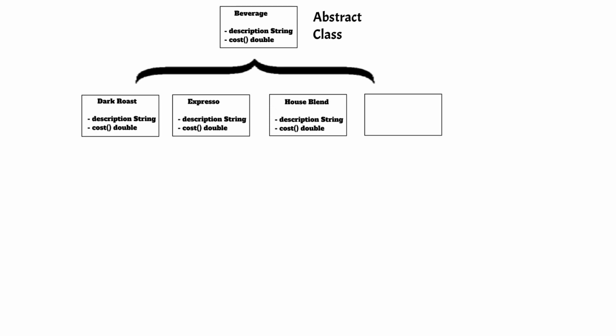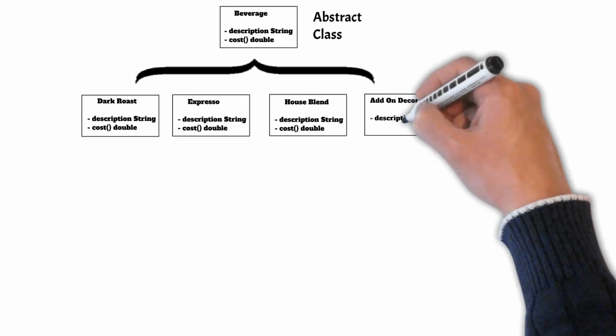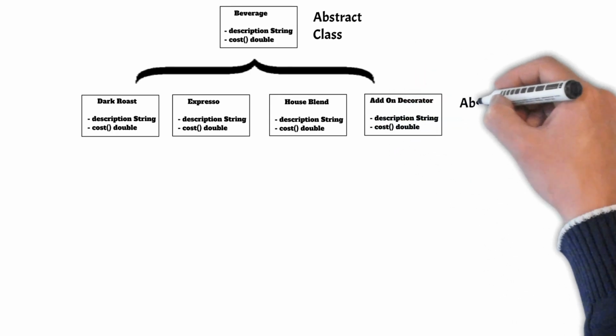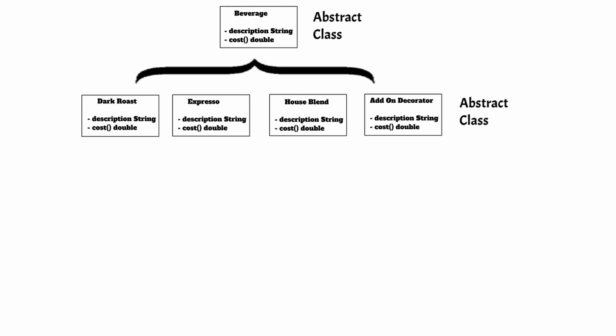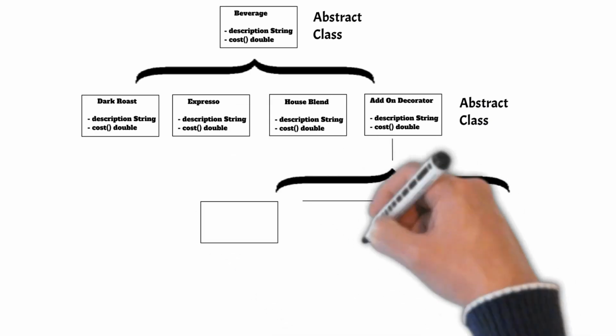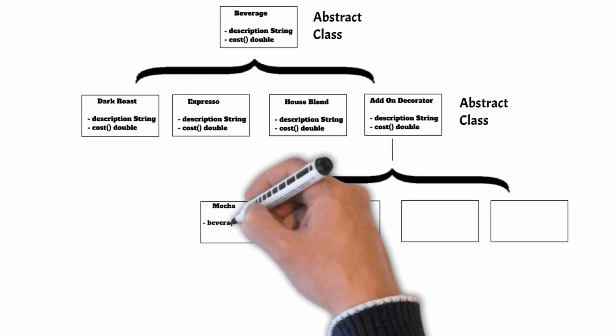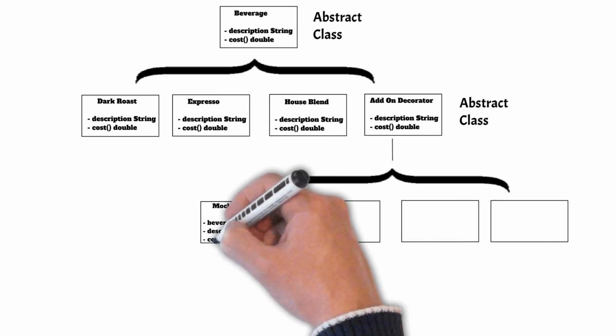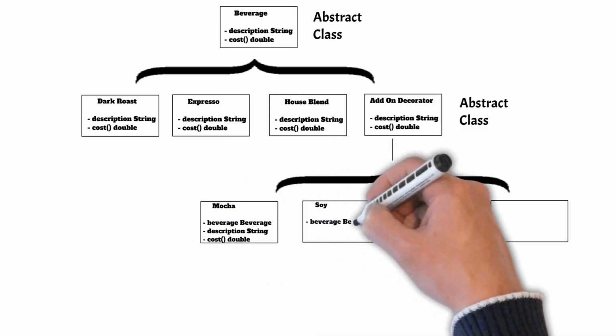And here we have another fourth class, which is an add-on decorator, which is also extending the beverage abstract class. It doesn't have to concretely implement the cost method or the description property because it also will be an abstract class, but all the add-ons that we will have in our system will extend this add-on decorator. So we have our add-ons as mocha, soy, whip, and steamed milk. All of these four are extending the add-on decorator.